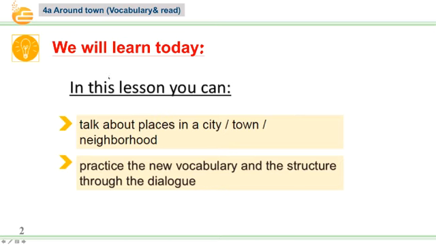Okay, what are we going to learn today? In this lesson, we are going to talk about places in a city, town, or neighborhood, your place to live in. We're going to practice the new vocabulary and the structure throughout the dialogue, people speaking to each other, two or three, like a conversation. We will learn new vocabulary about it.